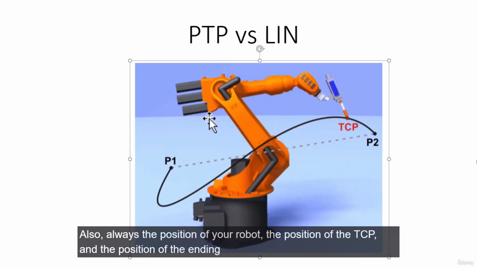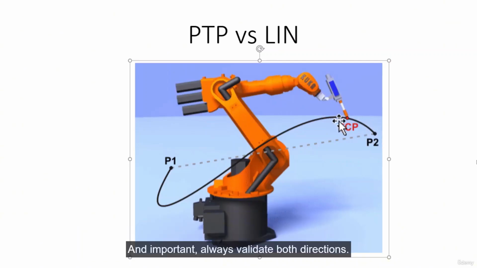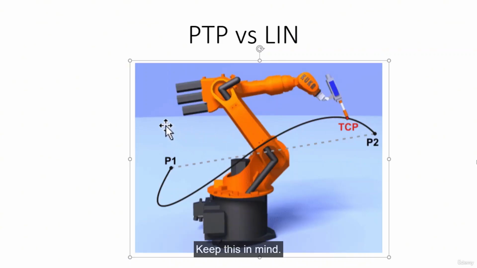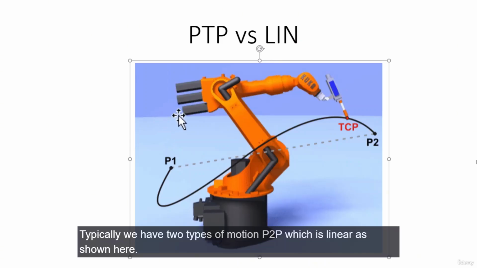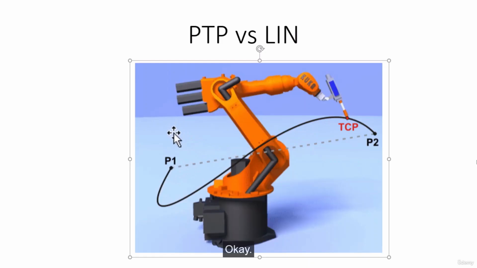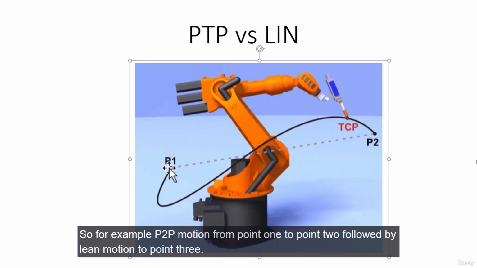So it always depends on the position of your robot, the position of the TCP, and the position of the ending point. And important, always validate both directions. Keep this in mind. Typically, we have two types of motion, PTP and linear, as shown here, okay? So for example, a PTP motion from point 1 to point 2, followed by a linear motion to point 3.